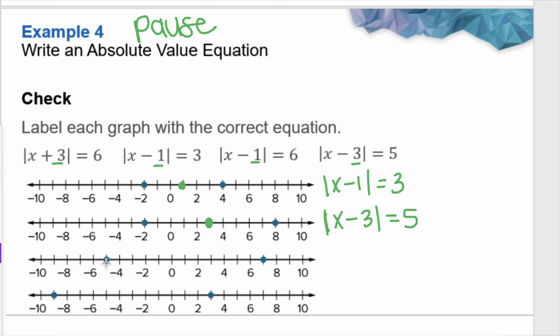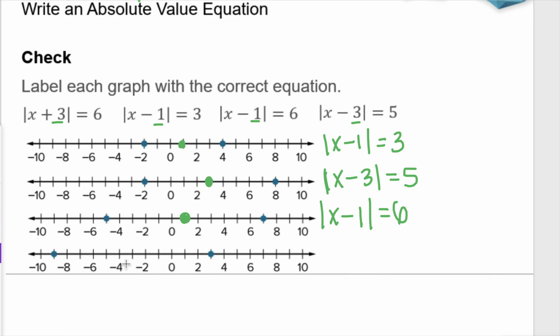Third one, I go from -5 all the way up to 7. So that's 12 steps. So that means half of 12 would be the middle point, 6. 1, 2, 3, 4, 5, 6. So my midpoint would be equal to 1, and it took me 6 steps to get there, so I need to write x minus 1 equaling 6 steps.